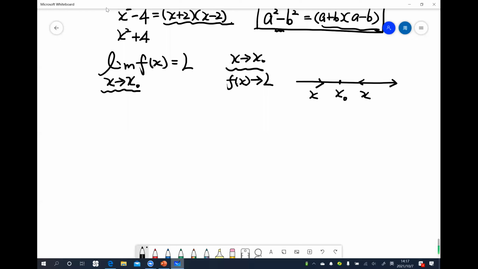And you can see here, x approaches x0 on the real line. If this point is x sub 0, then x can approach from the left or from the right. So there is another definition for the limit, which we call one-sided limit. If x approaches x0 from the left, we call it the left-hand limit. And if x approaches from the right, we call it the right-hand limit. So here, x approaches x0 from the left.